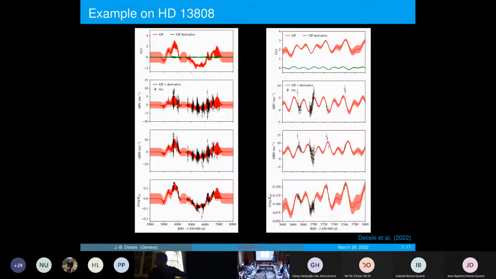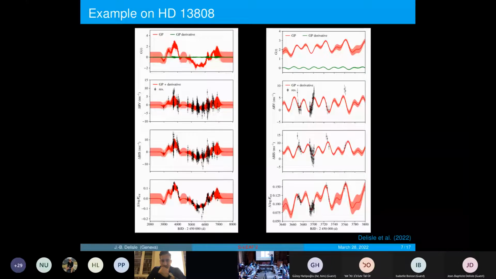And here I just put an example on HD 13808, where we see the Gaussian process that is adjusted on the data and its derivative, and the combination of the two that is adjusted for the radial velocities and the indicators. And here it's just a zoom of the same plot, but on a specific time range, where we better see how it behaves.